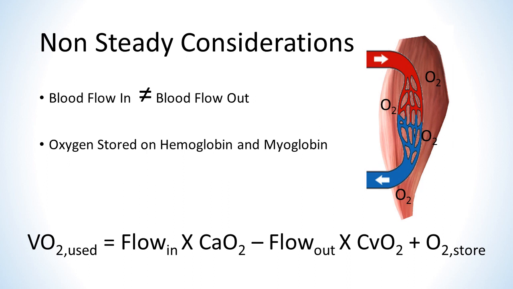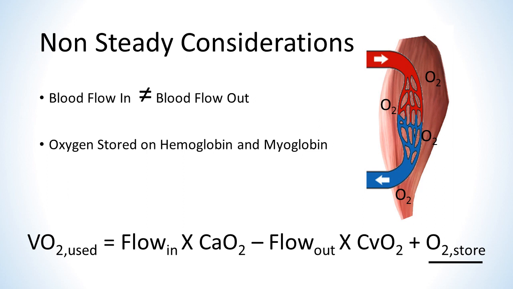This makes our accounting equation a bit more complicated to include these considerations. The total amount of oxygen used by the muscle is the blood flow rate in times the oxygen concentration of the arterial blood, minus the blood flow rate out times the oxygen concentration of the venous blood, plus the oxygen used from what's stored inside of the muscle.